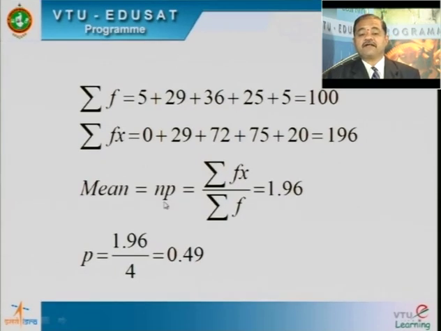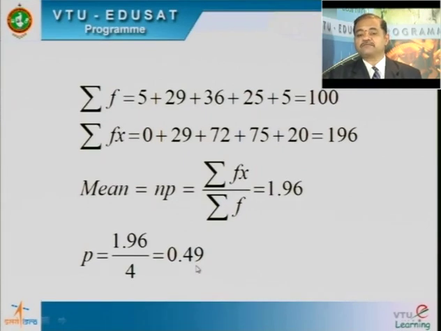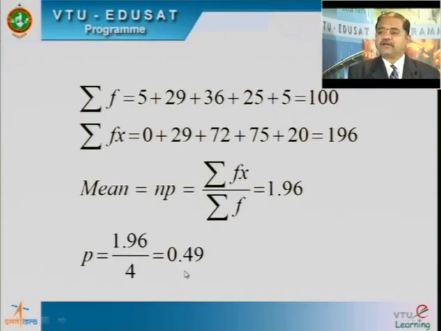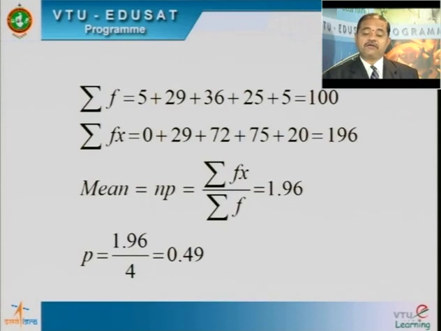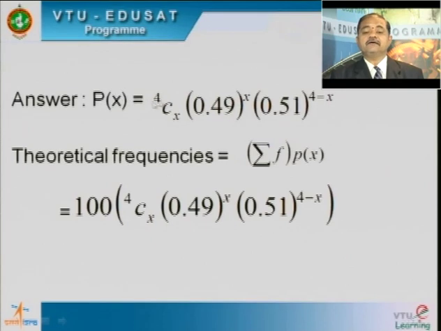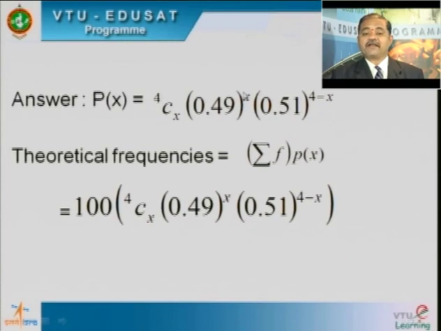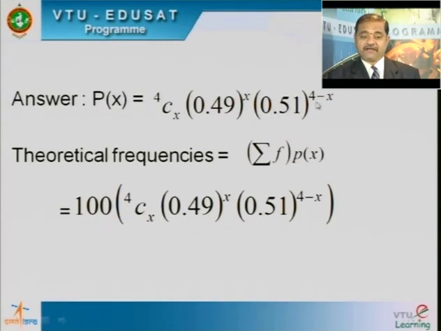From this I should calculate p. p is nothing but 1.96 by 4, that is n, so it gives you 0.49. So my p value is 0.49. Without any hesitation I can say my q value is 0.51, because it is 1 minus p. Now write the distribution. This is what the binomial distribution is: 4Cx, 0.49 power x, 0.51 power 4 minus x.